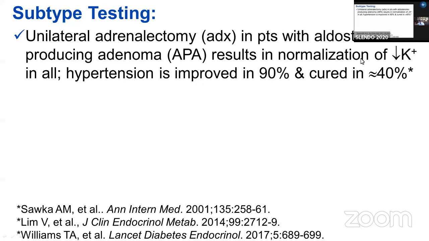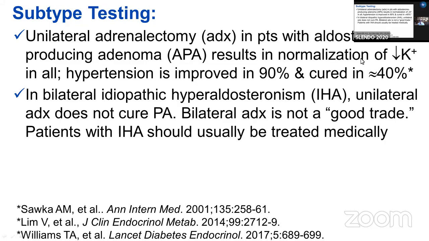Once we've confirmed primary aldo, then we need to determine, does the patient have unilateral or bilateral disease? Unilateral adrenalectomy in a patient with an aldosterone-producing adenoma normalizes the hypokalemia in all patients, improves hypertension in at least 90% of patients, and cures hypertension in 40%. In patients with bilateral idiopathic hyperplasia, unilateral adrenalectomy doesn't cure the disorder. Bilateral adrenalectomy cures it, but we don't think that's a good trade because now the patient has primary adrenal insufficiency. So these patients should be treated medically with an MR antagonist.